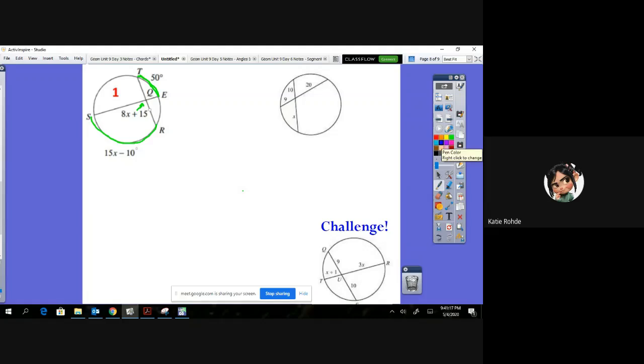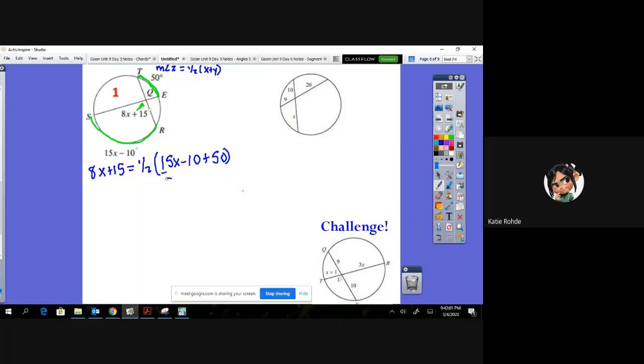So for this one, we do need to remember our theorem. Just going to use the letters from the previous. Measure of angle Z equals 1/2 of x plus y. So 8x plus 15 is the measure of my angle, and that equals 1/2 of the sum of the 2 arcs. So 1/2, and I'm going to say 15x minus 10 plus 50.